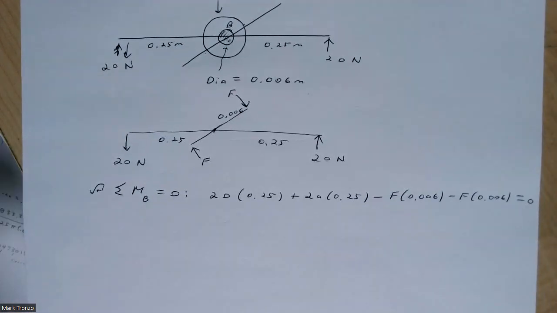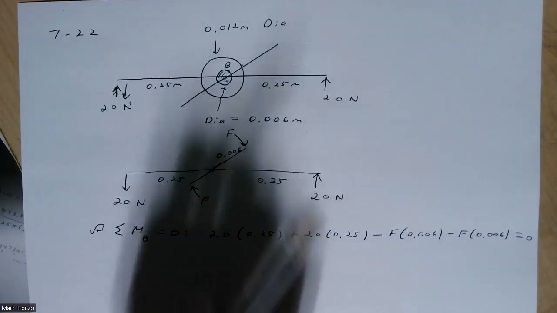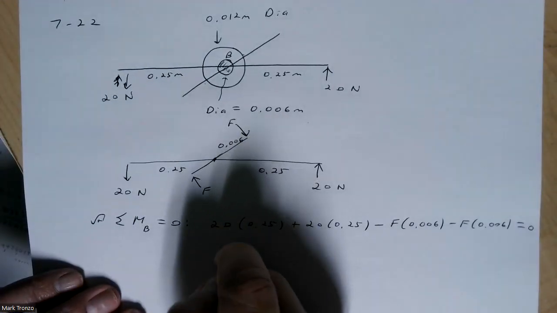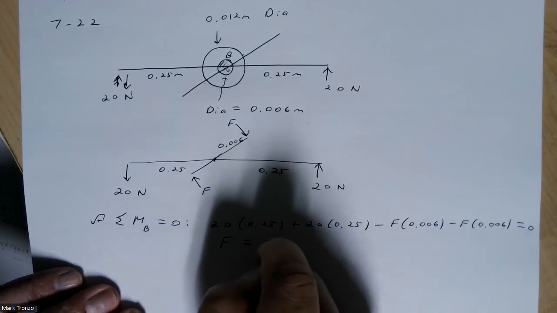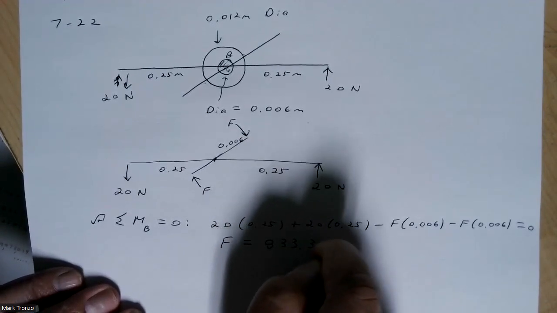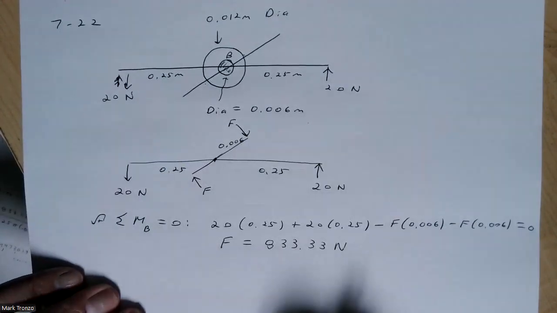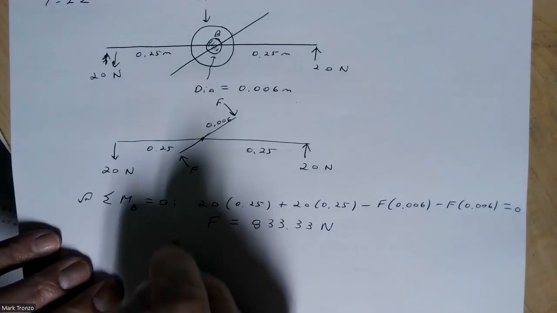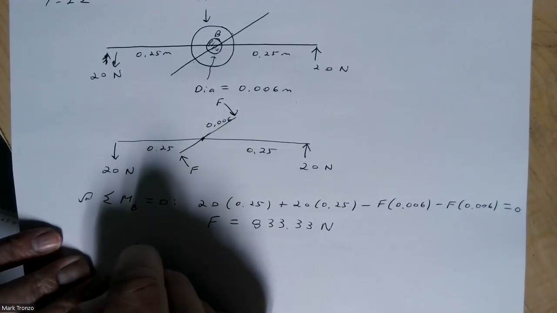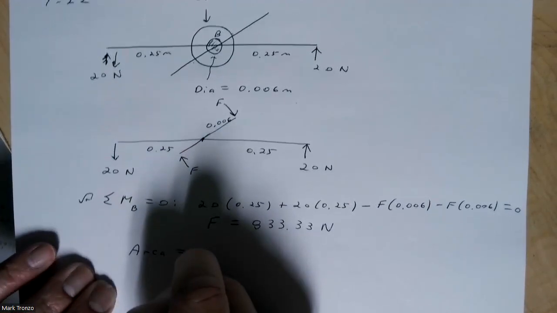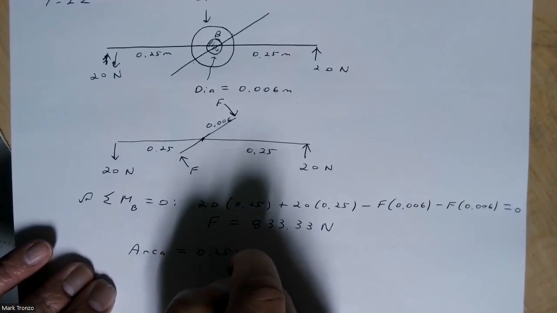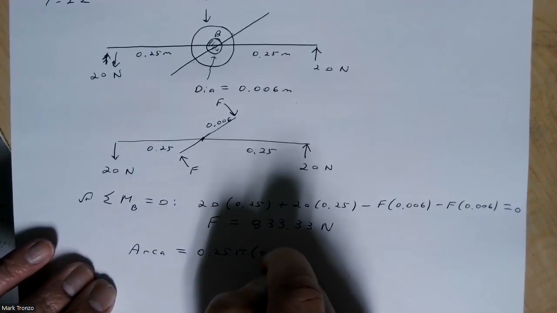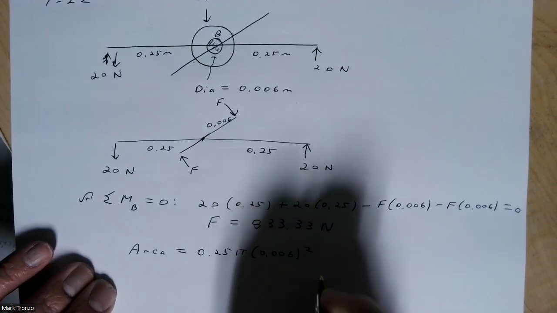Now, again, I'm using the values I had, which were 20 newtons. When you do this, it's going to give you a force of 833.33 newtons. And then that's going to cause a shear. And so we're going to need the area of that bolt, which is going to be 0.25 pi times 0.006 squared.